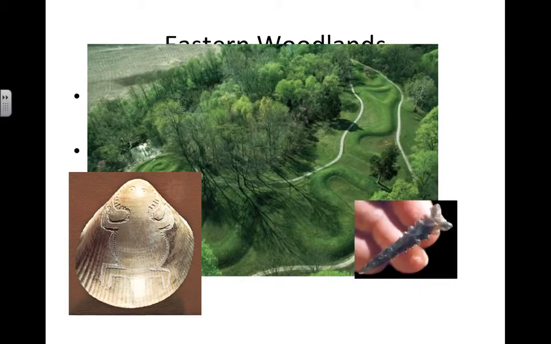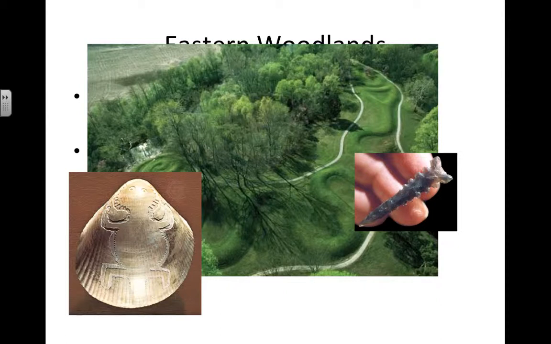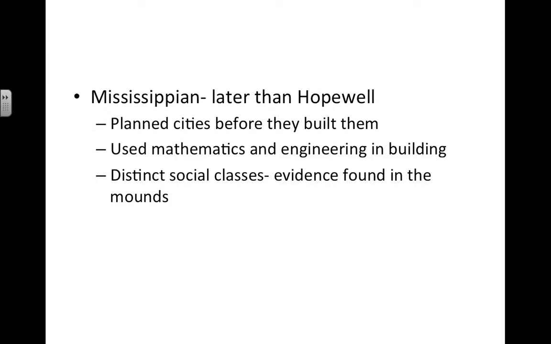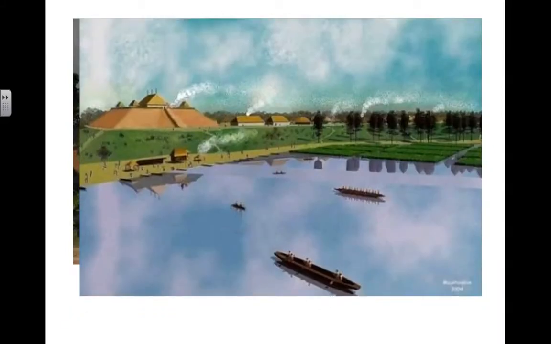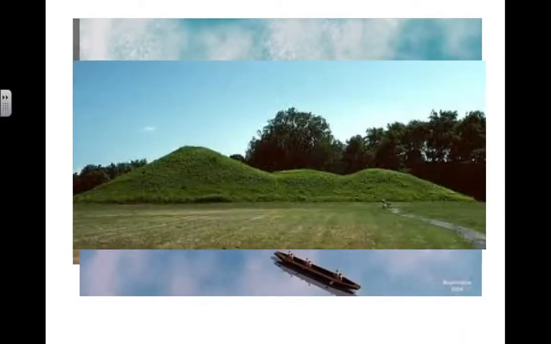Some of the items buried with the bodies are things like seashells and obsidian arrowheads, which tells us that the eastern woodland Indians had an extensive trade network. They were able to get seashells from Florida and from the coast, also obsidian glass from the Rocky Mountains, through some type of trade. The Mississippian natives come later than the Hopewell. They were a very developed society who had very extensive villages that clearly were planned before they were built. And they were also mound builders.